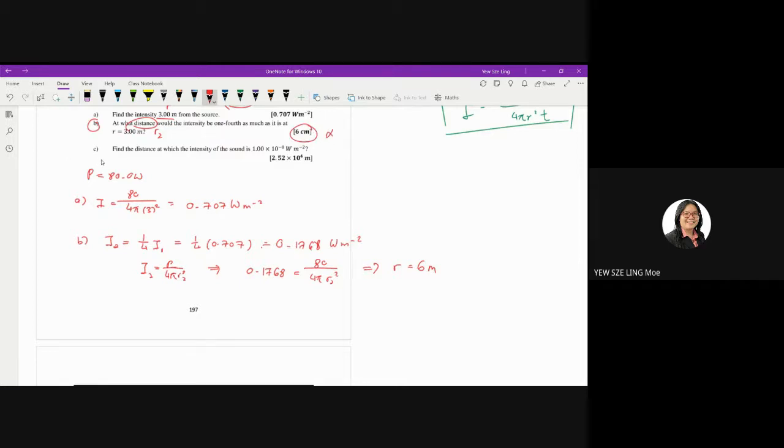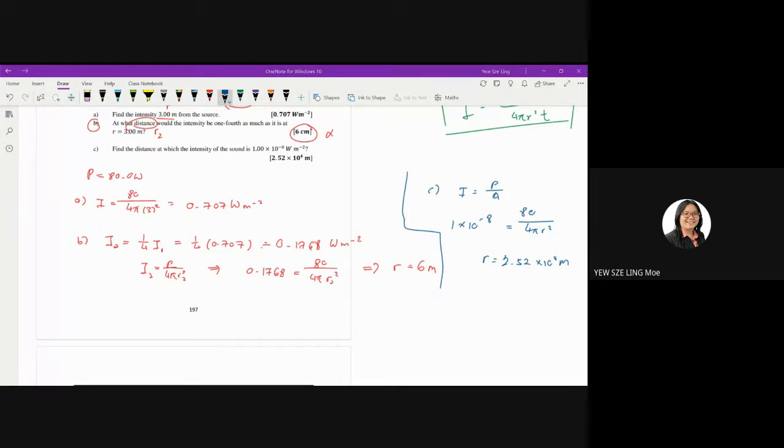Now question C. Find the distance at which the sound intensity is 1.0 times 10 to the power of negative 8 watt per meter squared. So this question is basically very similar to the first question. So question C, I equals P over A. So now I is given, 1 times 10 to the power of negative 8 equals power, 80 watt, divided by 4 pi r squared. Rearrange the equation, r equals 2.52 times 10 to the power of 4 meter. So this is the answer for question C.